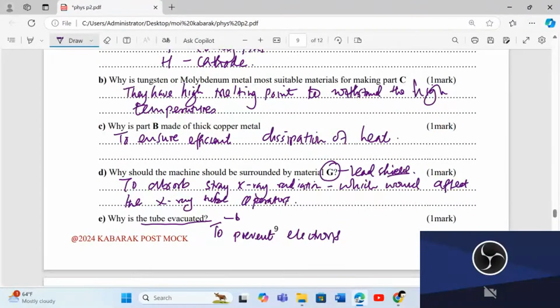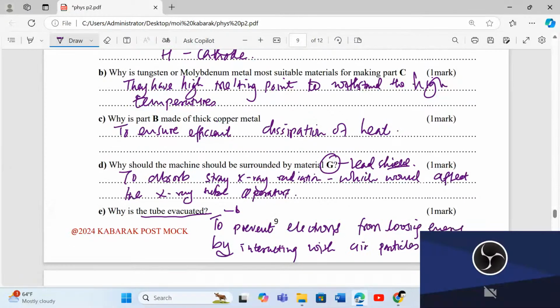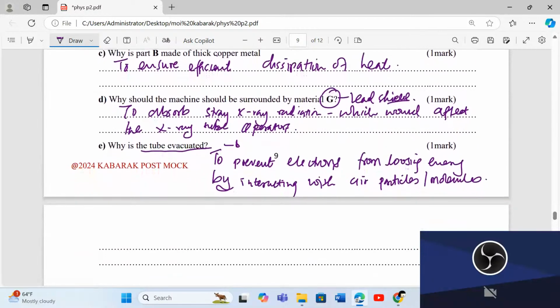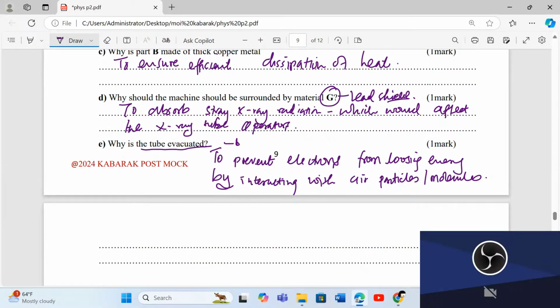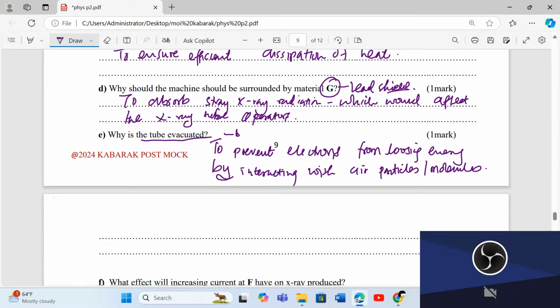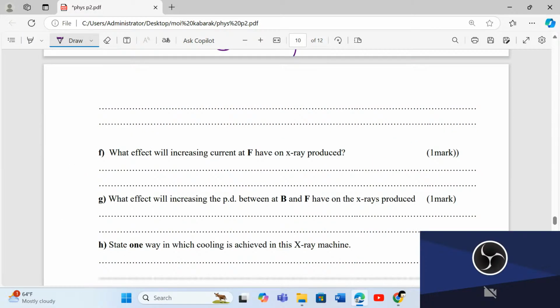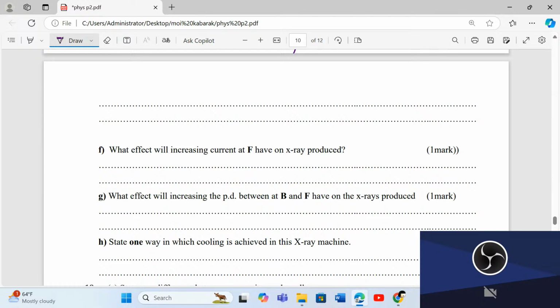Prevent electrons from losing energy by interacting with air particles or molecules. And this can also cause ionization. Increasing current of F on X-ray produced.